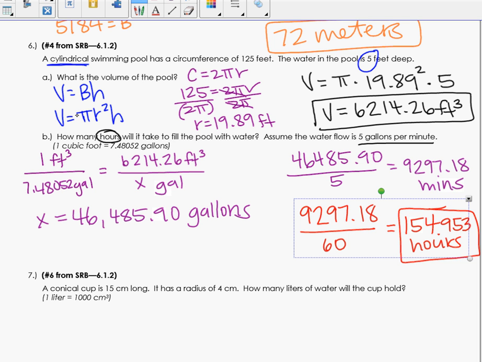Part A, we just went through and we solved for the volume. We had to do this little extra piece here to get the circumference, or to use the circumference to find the radius, so then we could actually find the volume. Hopefully that wasn't too bad for you.